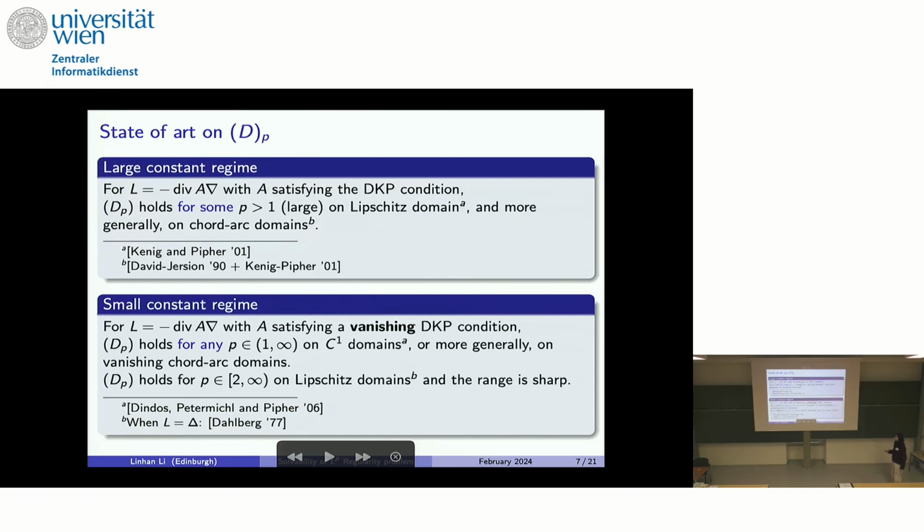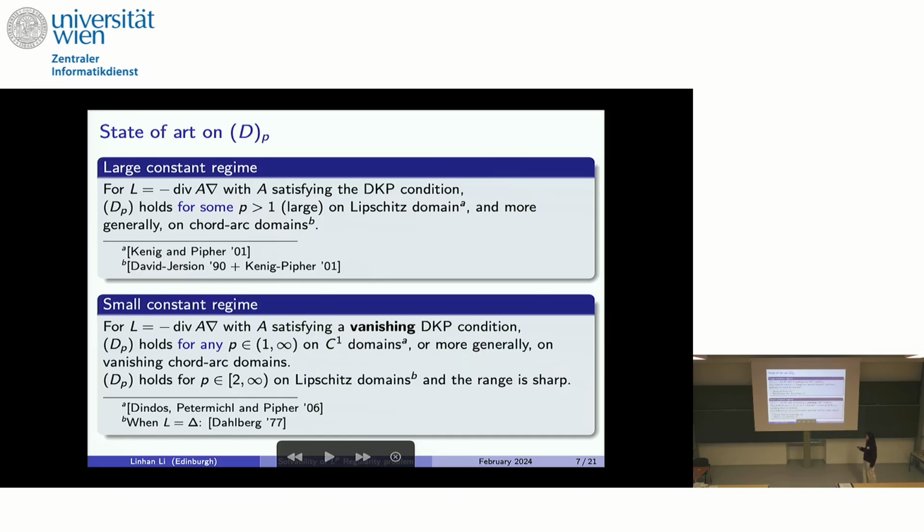All right, so what do we know about the L^p Dirichlet problem? Because I have only limited time, I will just tell you the state of the art. If we focus on the class of operators that satisfy this Carleson condition, then we know pretty much about the solvability of the Dirichlet problem. It can be summarized in two regimes, namely the large constant regime and the small constant regime. In the large constant regime, we assume the matrix just satisfies this Carleson condition, or DKP condition, and what we know is that the L^p Dirichlet problem is solvable for some p. We don't know for what p exactly, but for some p, potentially large, on Lipschitz domains. This result can actually be generalized to more general domains like chord-arc domains.